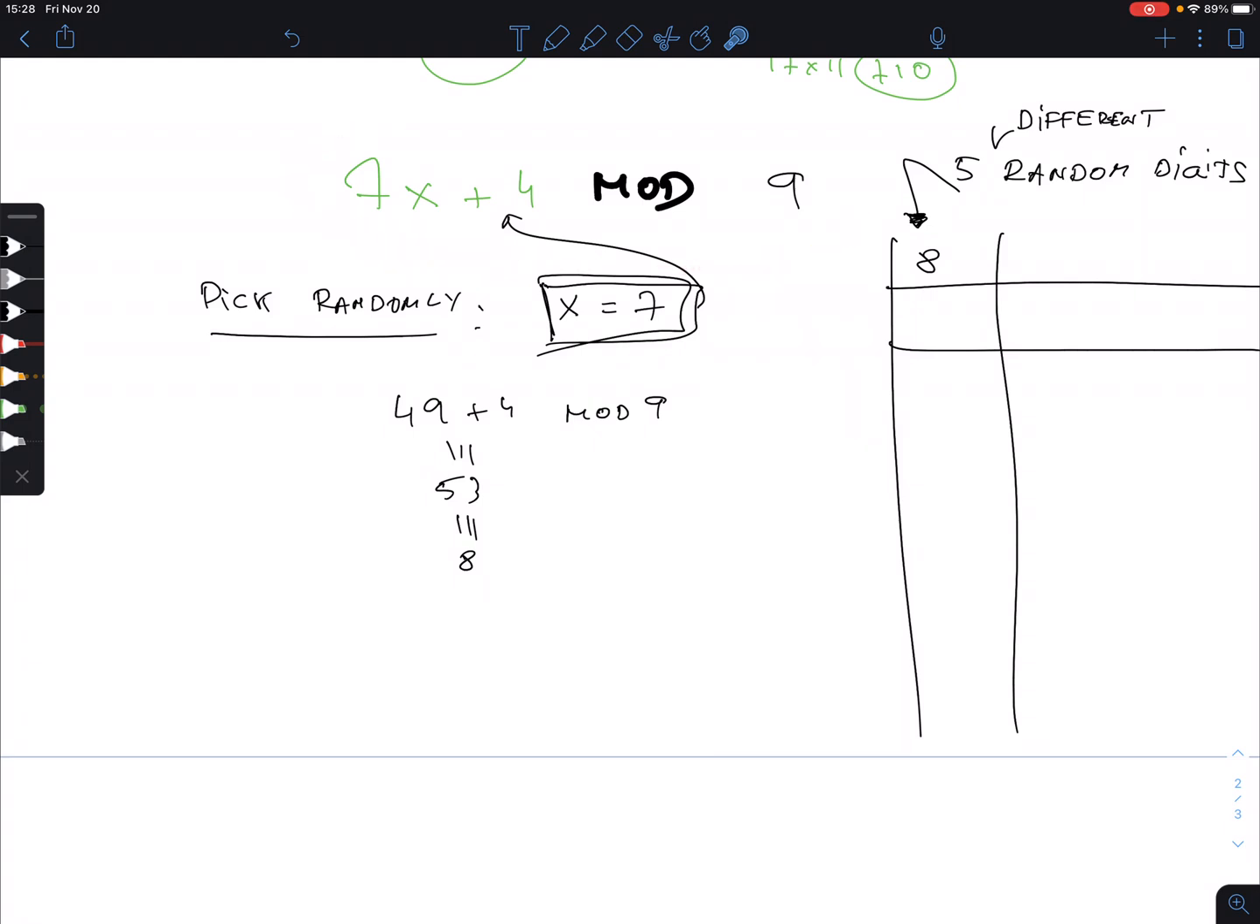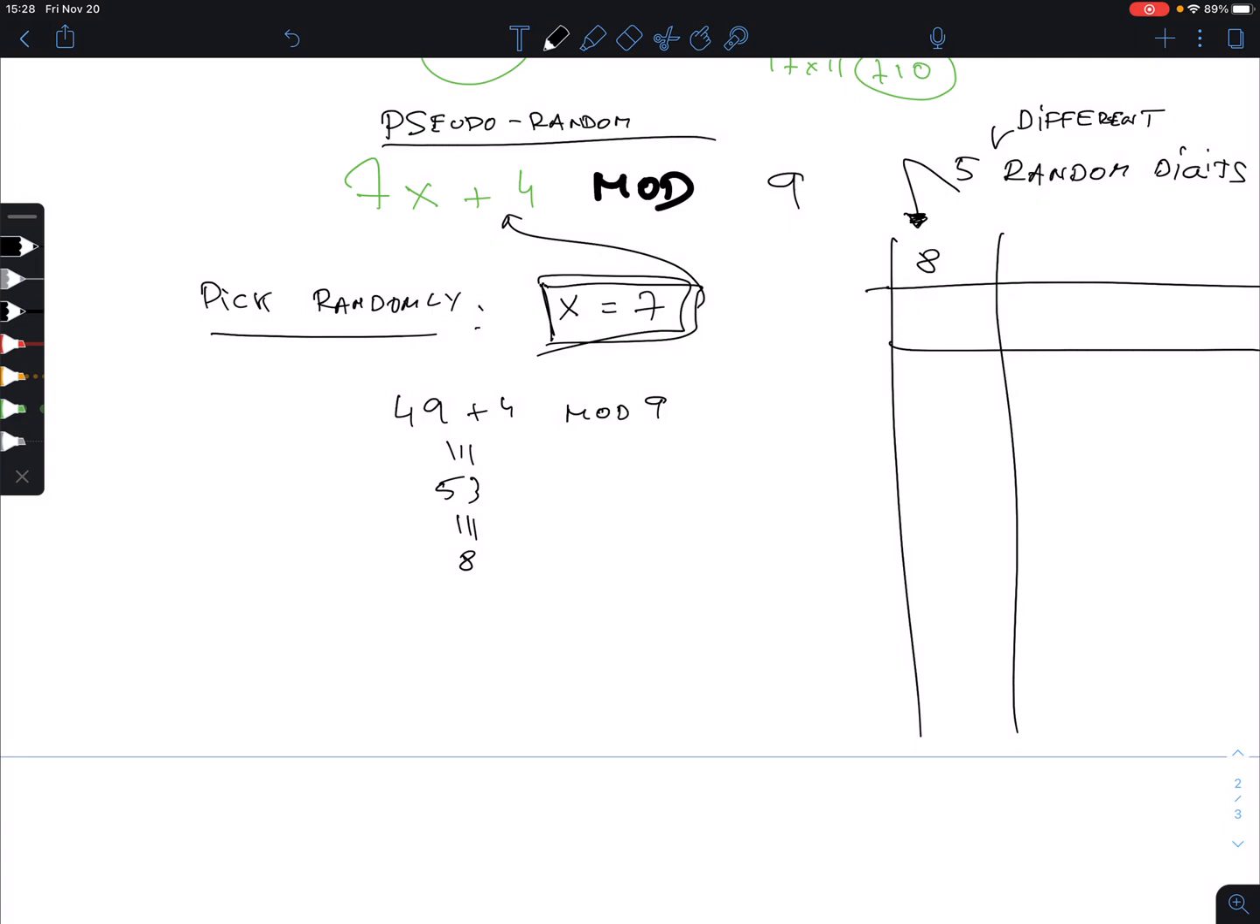So I'm segueing into cryptography a little bit. Because random, if you don't know how it's made, that is random. If you know how it's made, it's no longer random. And that's why they're called pseudo-random. So these are pseudo-random, because if you know the recipe, they're not random anymore. They are given by a very simple formula, 7x plus 4 mod 9.